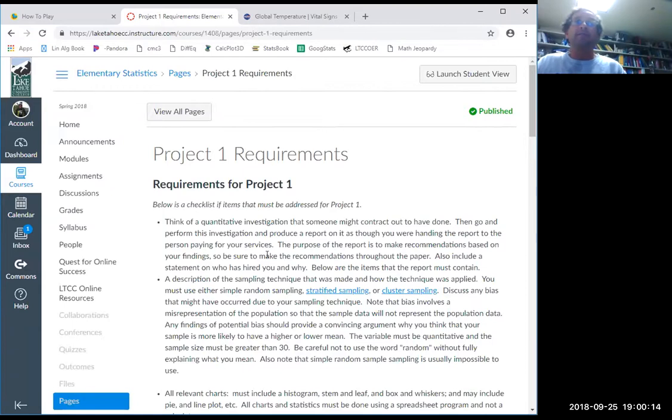Does that make sense? The purpose of the report is to make recommendations based on your findings. So be sure to make the recommendations throughout the paper. The purpose is not just to define statistics. It's to go to the next step and say, how do I use these statistics so that good decisions can be made after having seen the statistics? Whereas had you not seen those statistics, you would not have been able to make those decisions. Does that make sense?